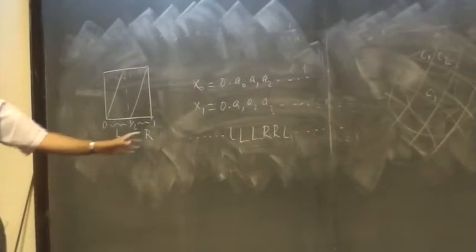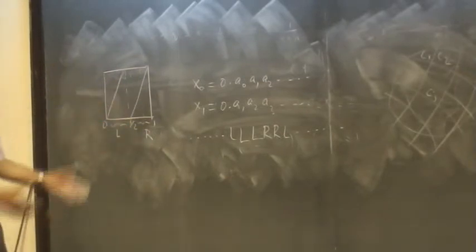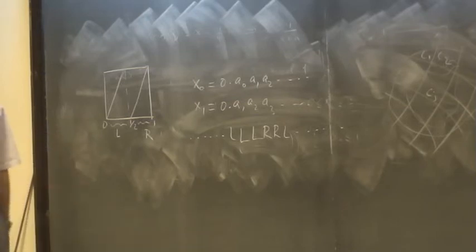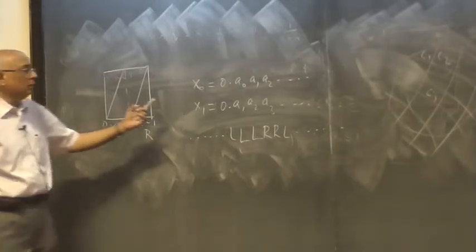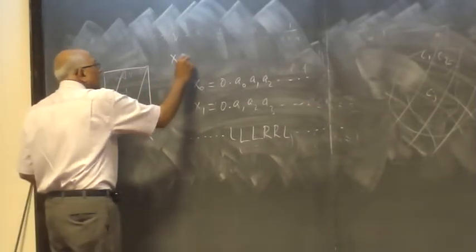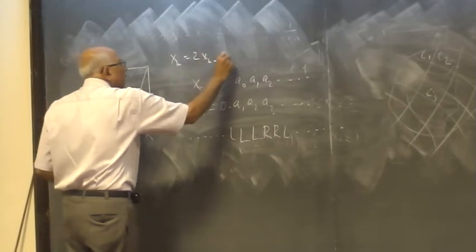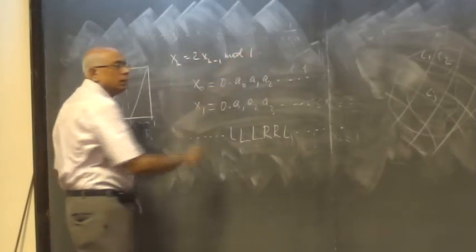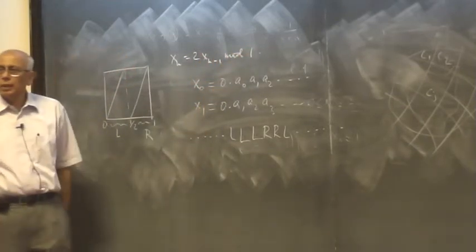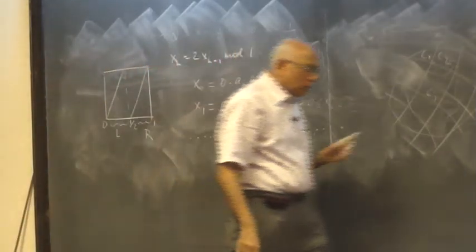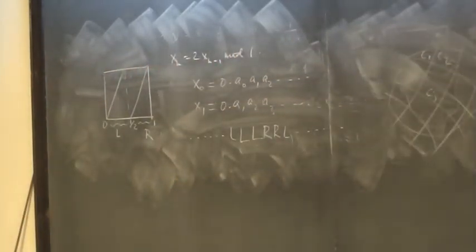Now, given the sequence of L's and R's, what does it look like? What kind of statement does it look like? Remember, this was generated by a deterministic rule, completely deterministic rule. Xn plus 1 equals 2xn minus 1. Totally deterministic rule.